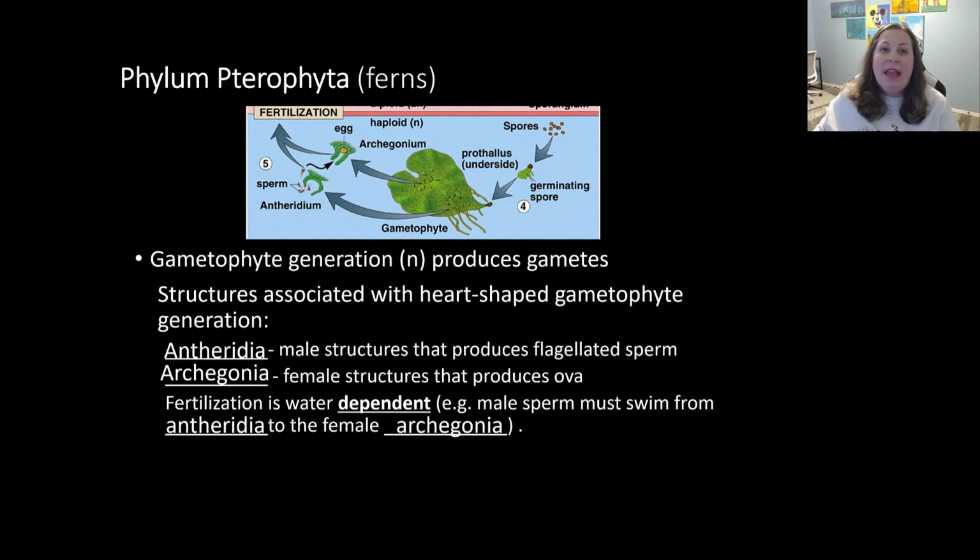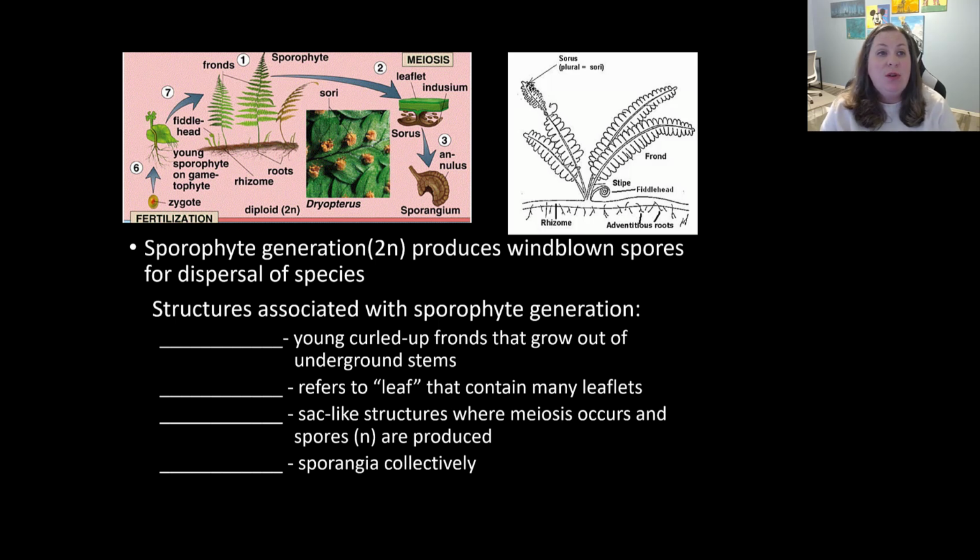Okay. Now let's talk about the sporophyte generation, because this is the bigger generation of our ferns. So in this sporophyte generation, we do see that it produces wind-blown spores for the dispersal of their species. They're not actually making seeds here. This is why they're called seedless plants. Now, structures associated with the sporophyte generation in ferns are going to be things like fiddleheads.